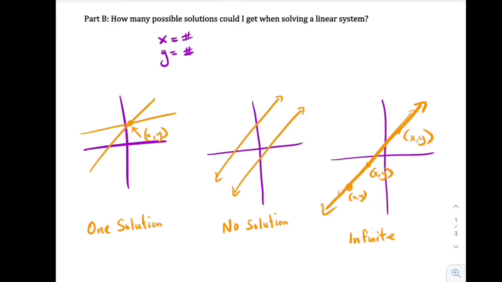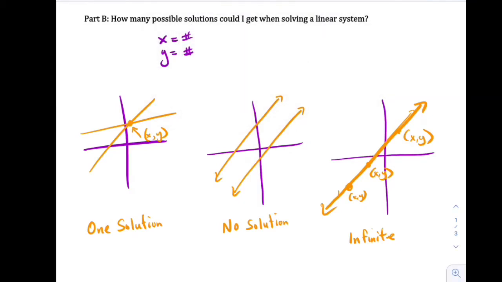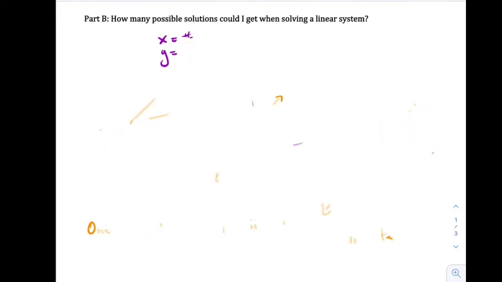So what I want to do is look at cases: what do you come to if you end up with that as your answer? So we know that there are three possibilities. Let's investigate. So what would happen if I had two parallel lines?